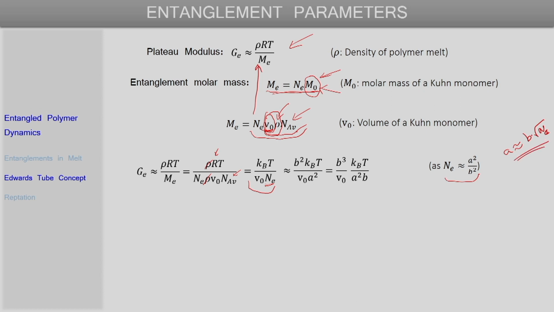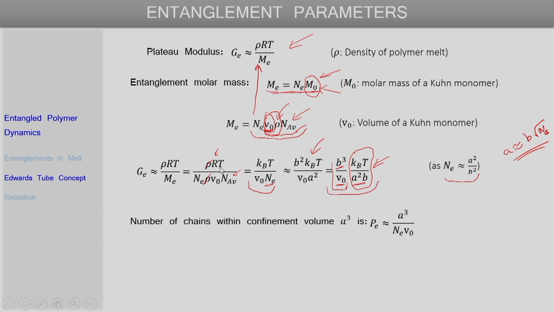Then from here, square root of ne is a by b, and taking the square on both sides, ne will just be a square by b square. That is what we have substituted here, and in this last step we have just multiplied and divided by b to get these two. So, this term is just b cube by the volume of a monomer, and b cube is the cube of the length of the monomer, and this second term is just kBT divided by a square b. So, the plateau modulus in a simplified form can be written as is shown here.